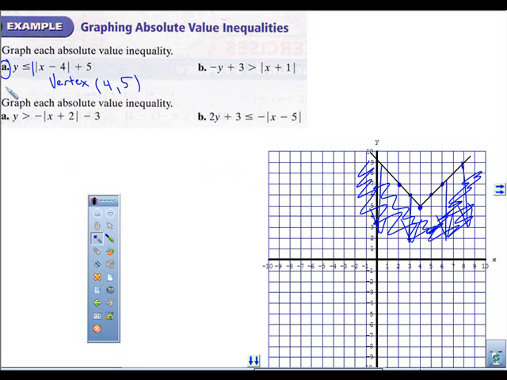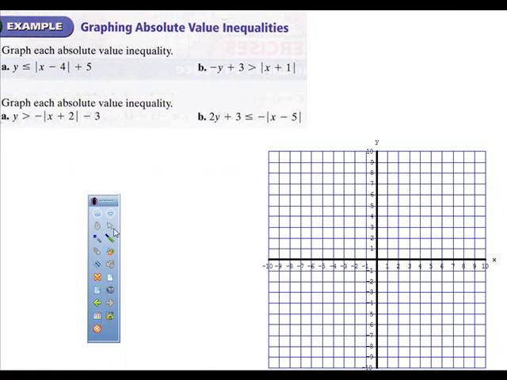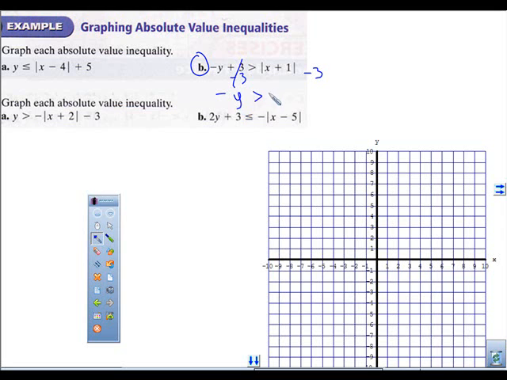Alright, let me graph B right now. So we'll graph this one right now. Now y is not by itself yet and it's not positive. So what are we going to have to do? We're going to have to subtract 3. So -3 over here. So we're going to get negative y is greater than the absolute value of x plus 1 minus 3. Now you need to get this positive, right? So what we're going to do is divide by -1. If you divide this by -1, divide this by -1, divide this by -1, we're going to get y. Since we divided by negative, it'll flip the arrow over.